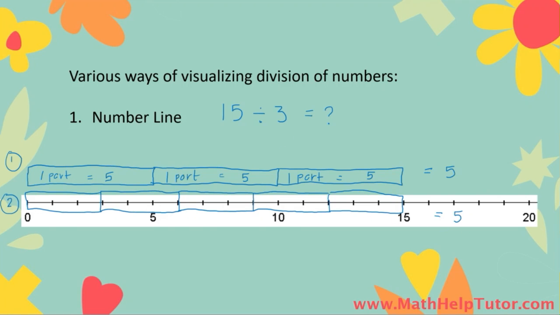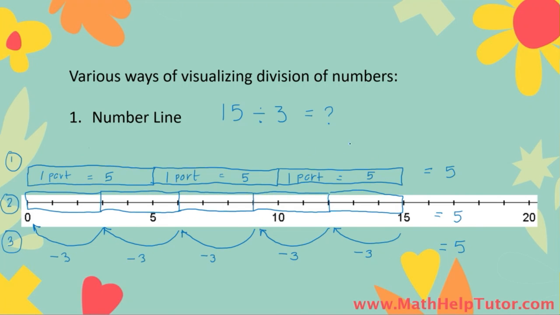Another way of looking at a division problem is how many times can we subtract 3 from 15? So it's like we're going to skip count by 3, and we are going to subtract 3 continuously from 15 until there's nothing left. Since we were able to subtract 3 from 15 5 times, that's 1, 2, 3, 4, 5 times, we know that the answer to 15 divided by 3 is 5.